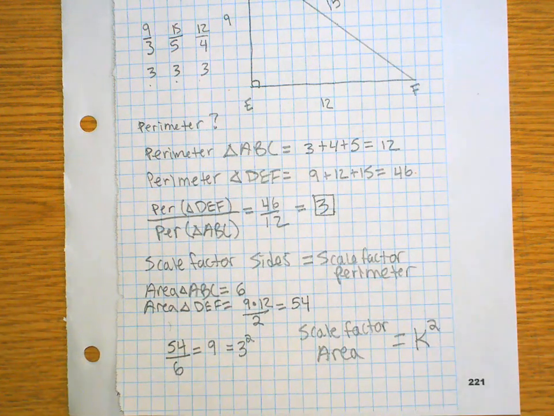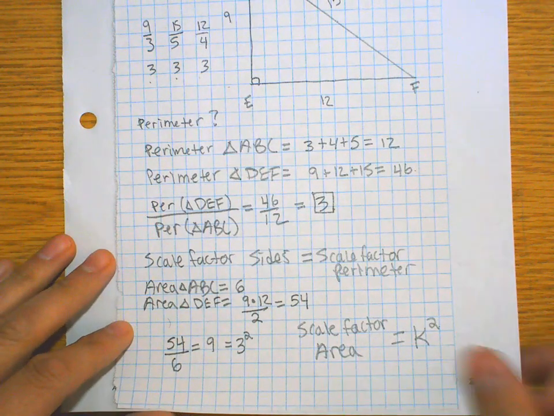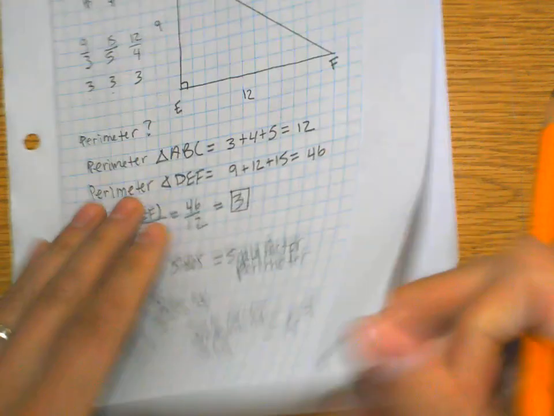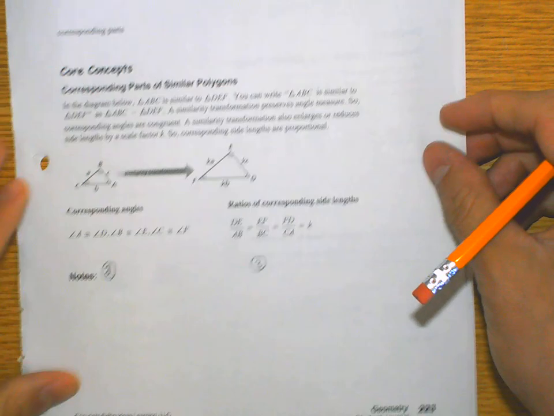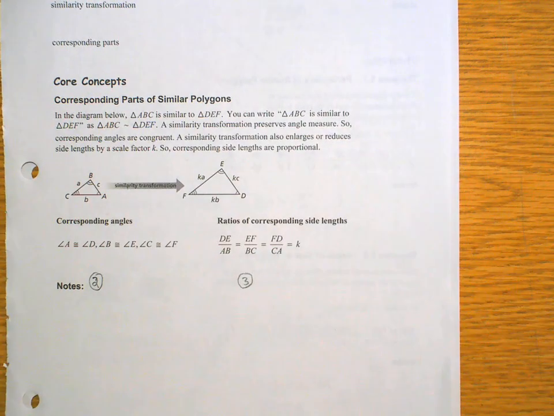Okay? All right, so let's go ahead and move on to the examples. We have 6 of them. So turn to page 223. But before we do that, let's go over a few things on 223.